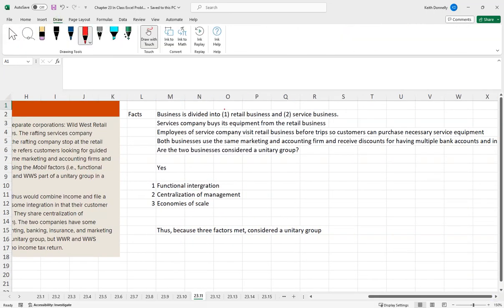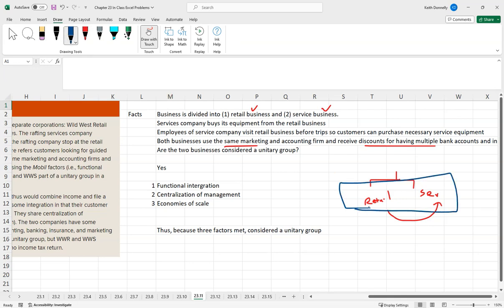All right, so we have a business that's divided into retail and services. The service company buys its equipment from the retail business, right? So it's basically broken between retail and services. One thing they're telling us is retail sells stuff to the services division. Employees of the service company visit the retail business for trips so customers can purchase necessary service equipment. Both businesses use the same marketing and accounting firm. They get discounts for having multiple bank accounts. Are they considered a unitary group?